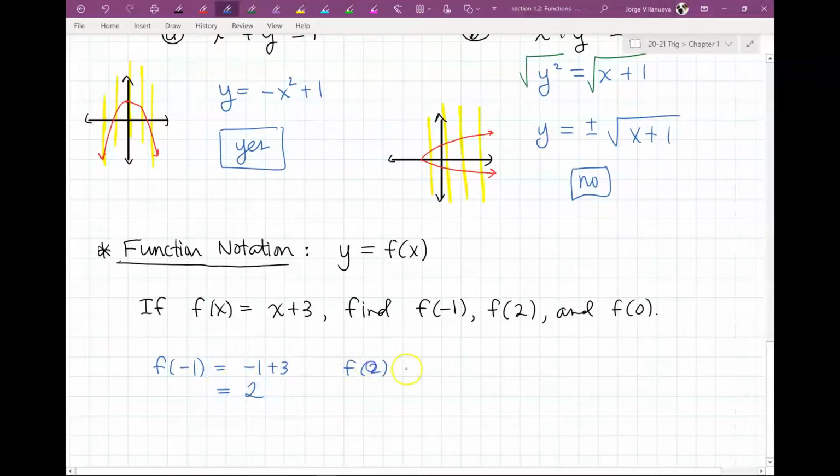F of 2 is equal to 2 plus 3, that's 5. F of 0, you're just plugging it into the main equation, right? That's 0 plus 3, and that's equal to 3. So that should be relatively simple, I hope. Nothing too confusing. Nothing you really have to worry about too much.